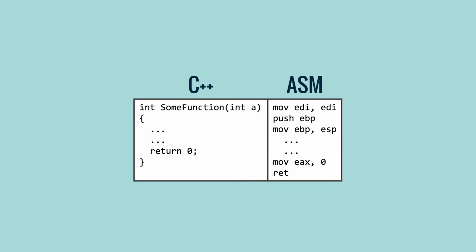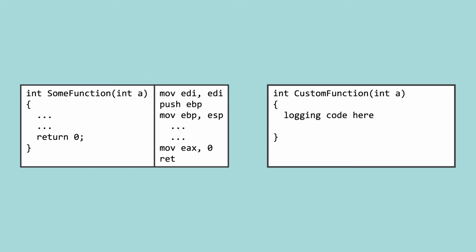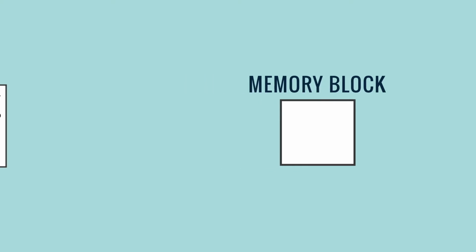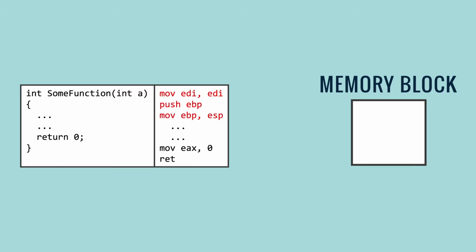Let's say we have a function and we want to monitor it. To accomplish this, we will need to write a custom function where we will log the activity of the target function. We will allocate a small block of memory for the trampoline. Since the size of the jump instruction is 5 bytes for 32-bit applications, the first step is to copy the first 5 bytes or more from the top of the function, depending on the instruction size, and then copy it to the allocated memory block.